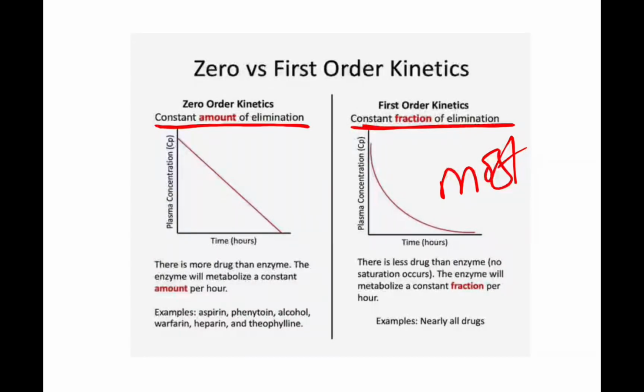For zero order, there is more drug than enzyme, so the enzyme will metabolize a constant amount per hour. The drug is more than the enzyme can metabolize, so it's metabolizing a particular amount of drug, so the amount is constant. Every hour it takes a constant amount. For example, drugs with zero order kinetics include aspirin, phenytoin, alcohol, warfarin, heparin, and theophylline.